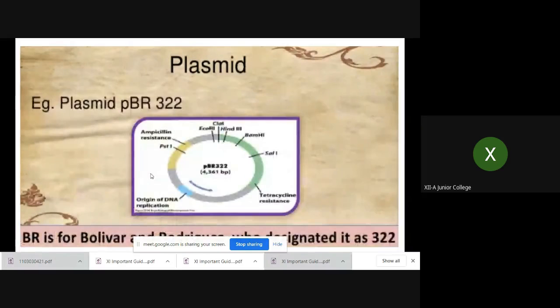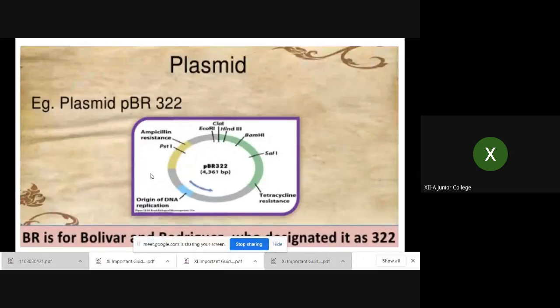Now here is the example. Plasmid, for example, pBR322. So what does it represent? pBR322: lowercase p means it is plasmid. B and R are the names of the scientists who first designated this plasmid, that means Bolivar and Rodriguez. These are the two scientists of pBR322. And 322 is the series number given to that particular plasmid.